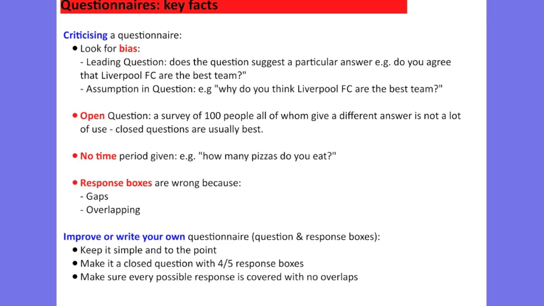Looking now at questionnaires. There are 2 main ways that this question can be asked. Firstly, criticising a questionnaire. Now, in a questionnaire, you need to look for bias. A leading question is a question that suggests a particular answer. For example, do you agree that Liverpool FC are the best team? Do you agree? It's forcing the person to think that they agree. Therefore, we call it a leading question, and this is biased.